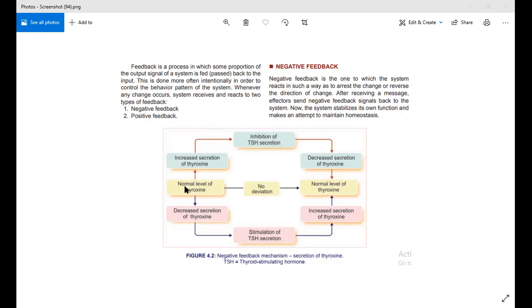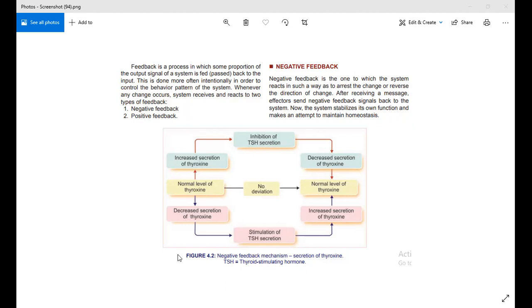But what I want to explain to you is how it functions. Now, before thyroxine can be released from the thyroid gland, there is another hormone called the thyroid stimulating hormone, TSH. This thyroid stimulating hormone is coming from the anterior pituitary gland, and it stimulates the thyroid gland to release thyroxine or triiodothyronine. So that is why it is called TSH, thyroid stimulating hormone. So this hormone stimulates the thyroid gland.